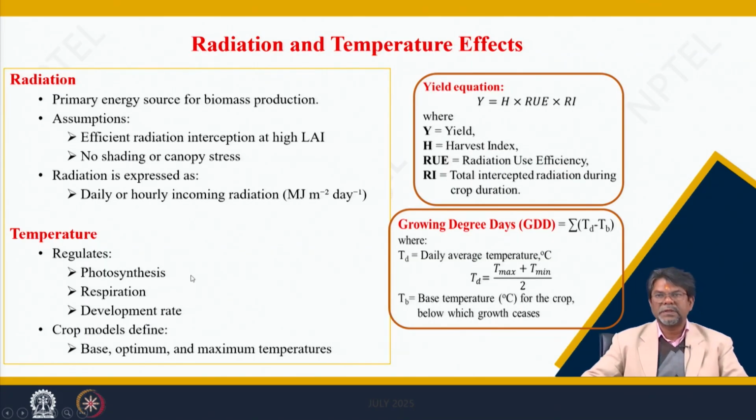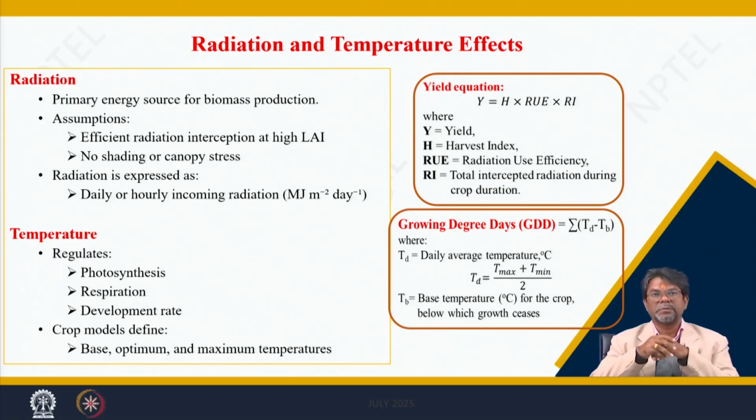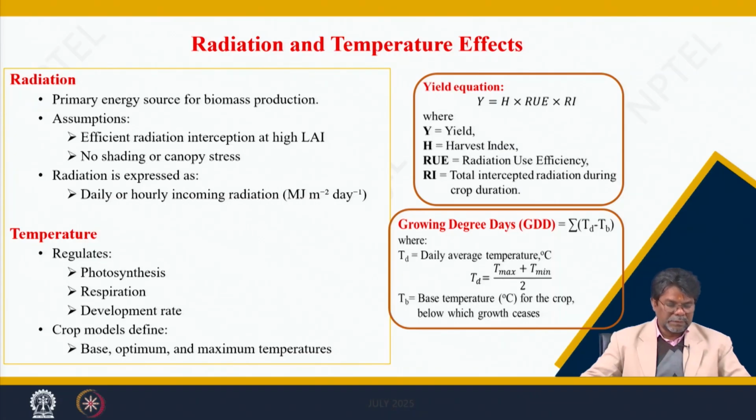Then temperature regulates photosynthesis of the crop, because for a particular optimum temperature there is enzymatic activity, and the processes are optimum at the optimum temperature. So, it influences the biomass production or the accumulation of photosynthesis. Also respiration, the loss of some of the carbohydrate to respiration, is influenced by temperature, and the rate of development is influenced by temperature.